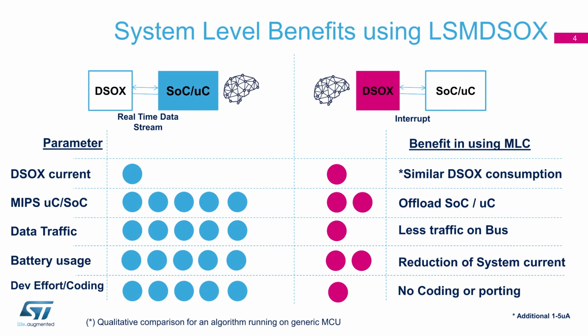This is just an example that shows a few key parameters at system level using LSM6DSOX. On the left side, logic is completely running on a microcontroller or SoC, while on the right side, all the logic is executed inside the sensor. As you can immediately observe, power and coding effort are key factors in a machine learning approach.